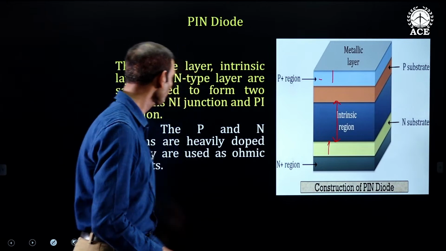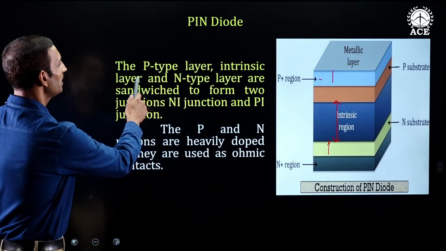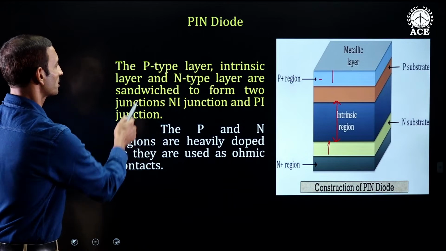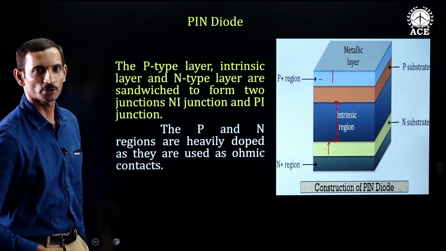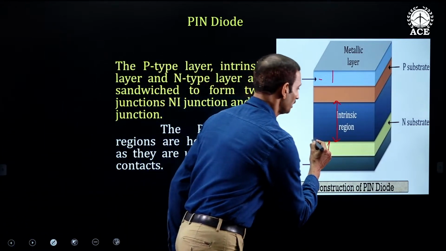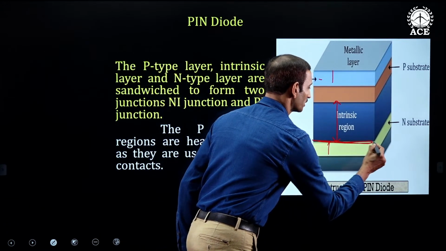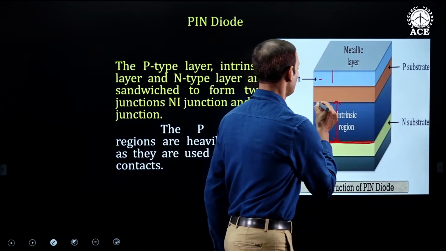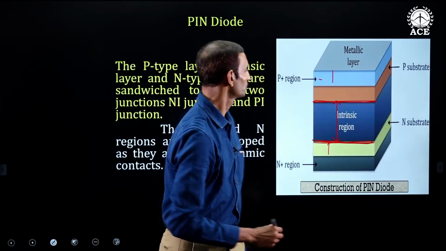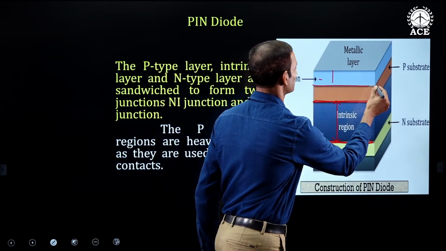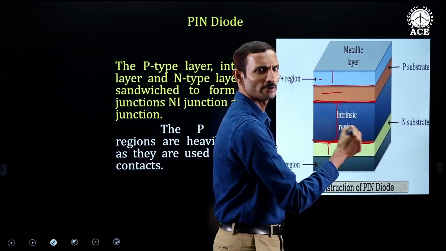Now coming back to this, the P layer, intrinsic layer and N-type layer are sandwiched to form two junctions, the Ni junction and the Pi junction. Ni means the N-type and intrinsic layer. Pi means the P-type and the intrinsic region. So somewhere here, or else here, there will be an ohmic contact in between.